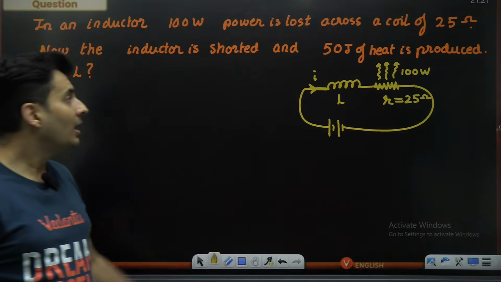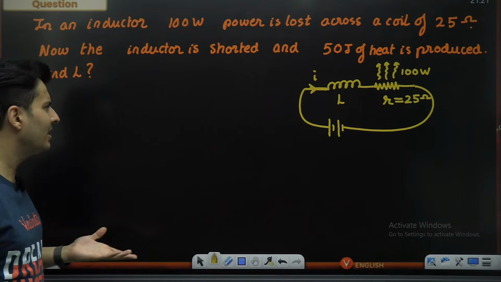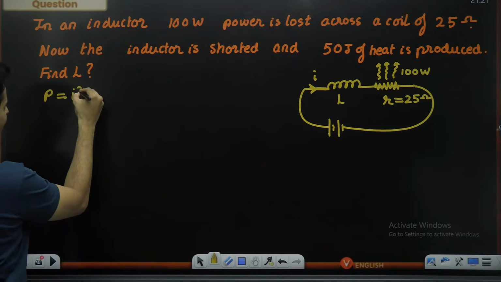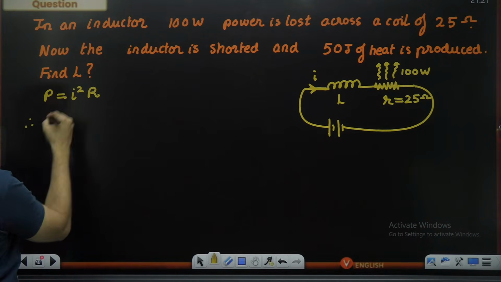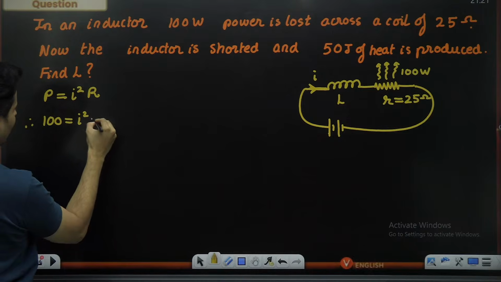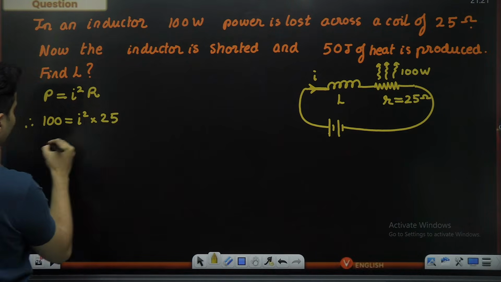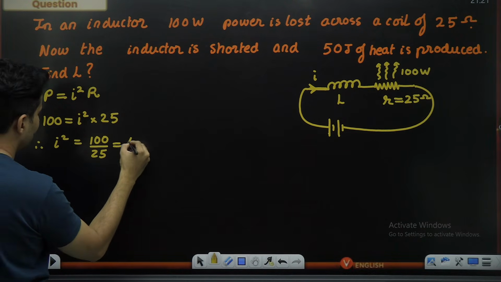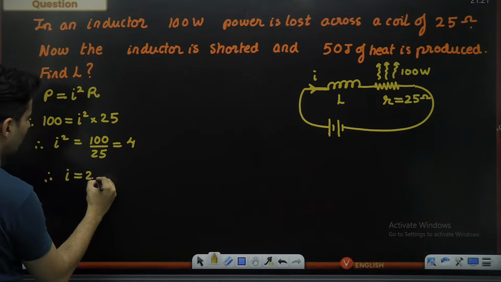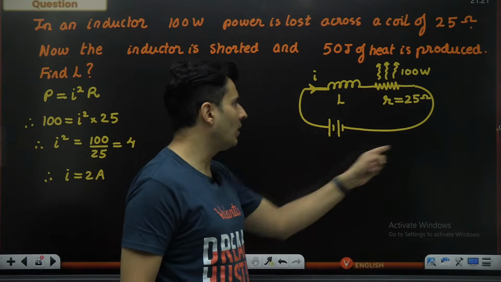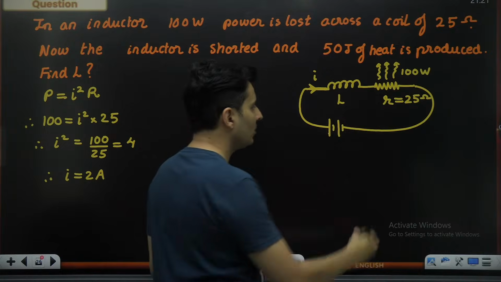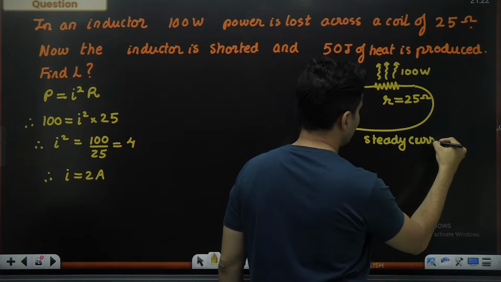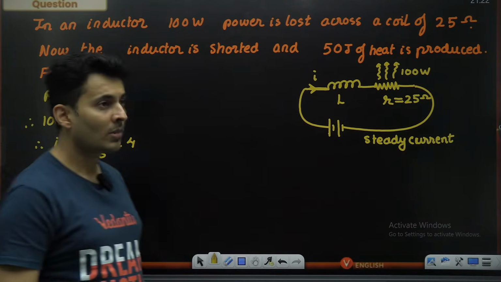What can I do with that? I can find out the current in it. Do I need that current? Maybe. I don't know. Let's just figure out. We know power is equal to I squared into R. Power is 100. Current square, I do not know. Resistance is 25. So therefore, I square will be 100 by 25, which is basically 4. Therefore, the current will be 2 amperes. So 2 amperes of constant current is flowing. So this is steady state. Steady current is just flowing in the circuit. Nothing wrong in that.